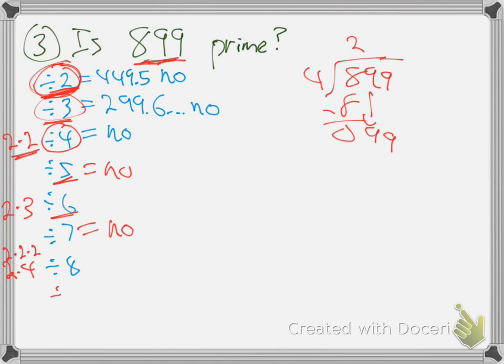I already checked 2. How about 9? Do I need to check 9? Is 9 a prime? What's 9 made out of? 3 times 3. And I already checked 3. 3 doesn't go in. How could 9?